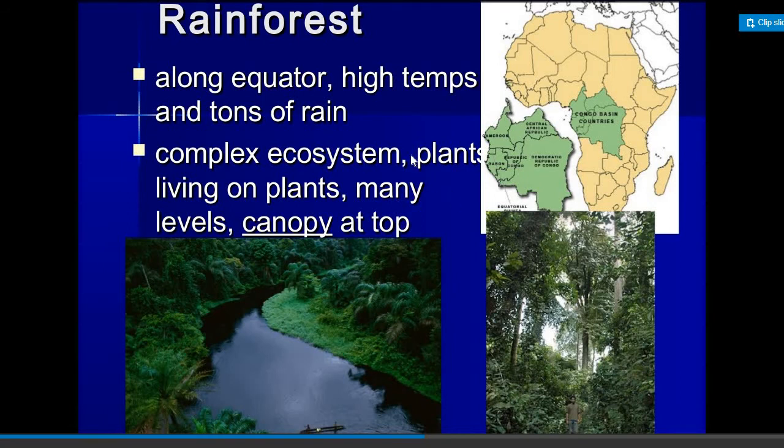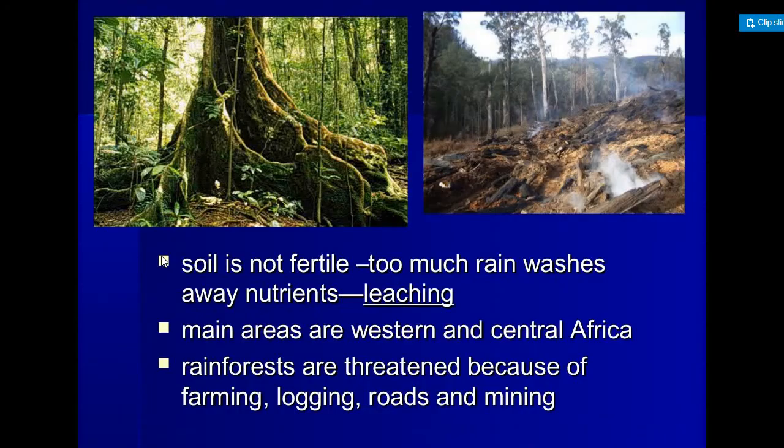Okay, so the first one to identify is a rainforest. How do we identify a rainforest? There's a lot of trees, very green, and lots of rain. Okay, the next type that we would get is the savanna grasslands.